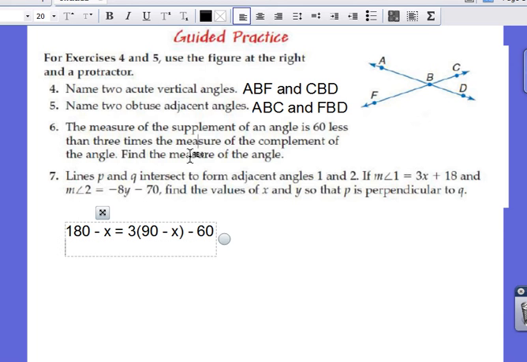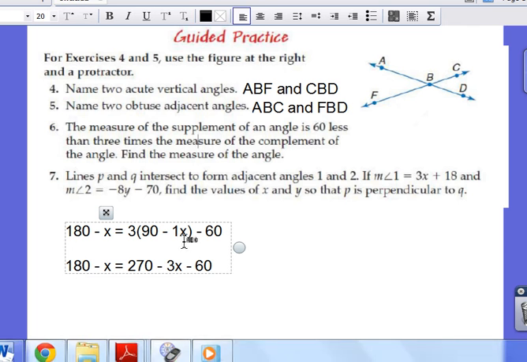So the first thing I would do is leave the left side by itself. We're not going to mess with that yet. We can distribute the 3. So 3 times 90 is actually 270. The last video I did, I'll show you in class, I actually messed up, which is a good thing. And then 3 times negative 1x means negative 3x. If I don't show it, remind me. Alright, minus 60.